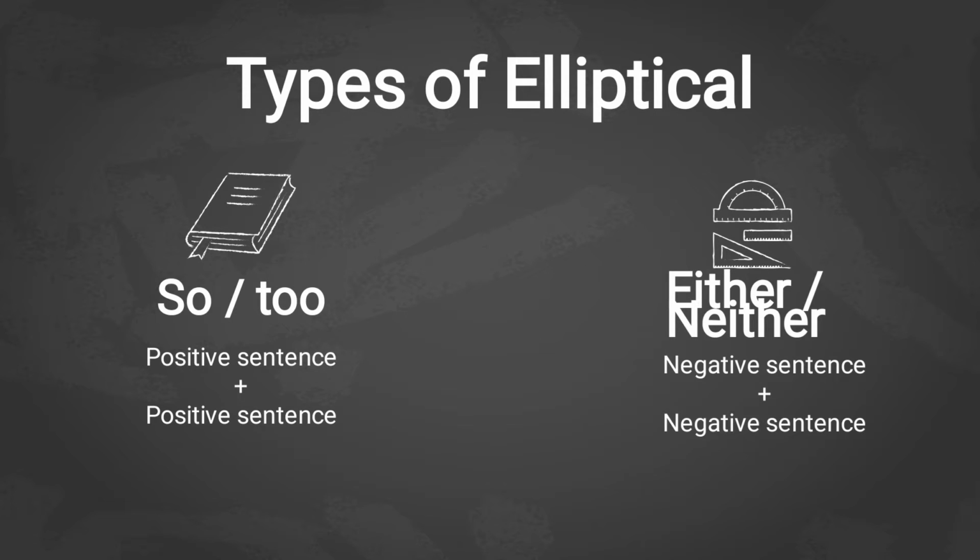Okay. There are several types of elliptical construction, but in this case we will learn only two types. The first one is using so or too, and the second one is using either or neither.